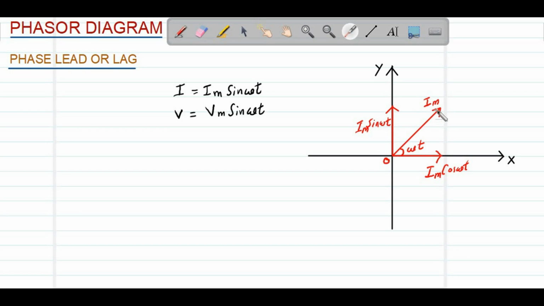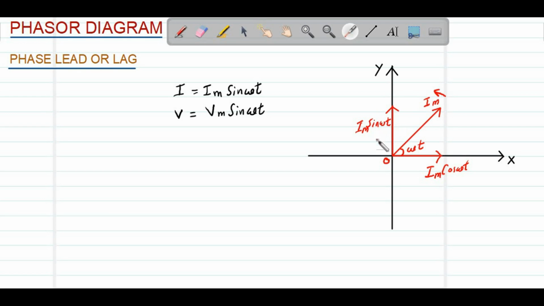Now if you consider Im as a vector, it is called a phasor, and this phasor always rotates in anti-clockwise direction. So at any instant of time, if we take the projection of Im either on x-axis or y-axis, we can get the instantaneous value of current flowing through the circuit. But here we will take the projection on y-axis only. In our lesson, we will take the projection on y-axis instead of x-axis. So for the instantaneous value of current, we depend on the projection of this Im on y-axis.